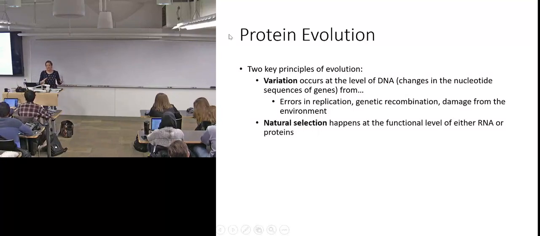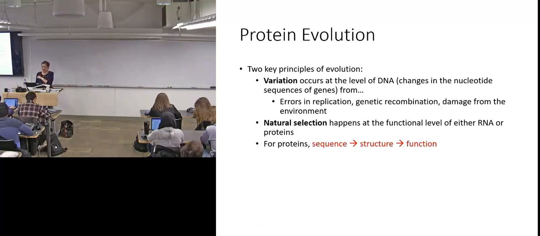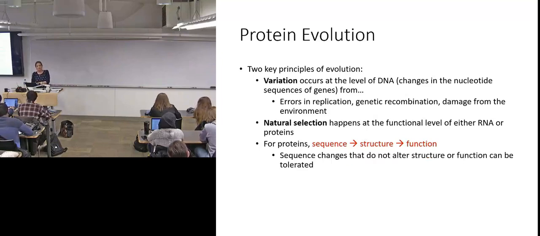So then the other piece of evolution we'll talk about is natural selection, and this is happening at the functional level of either RNA or proteins. So for proteins, we said there's a relationship that goes sequence to structure to function. So sequence changes that don't alter the structure or the function are tolerated, right? And we said there's a lot of redundancy, remember, in the genetic code, which means that there can be some changes without any dramatic, horrific changes to structure and function, all right?